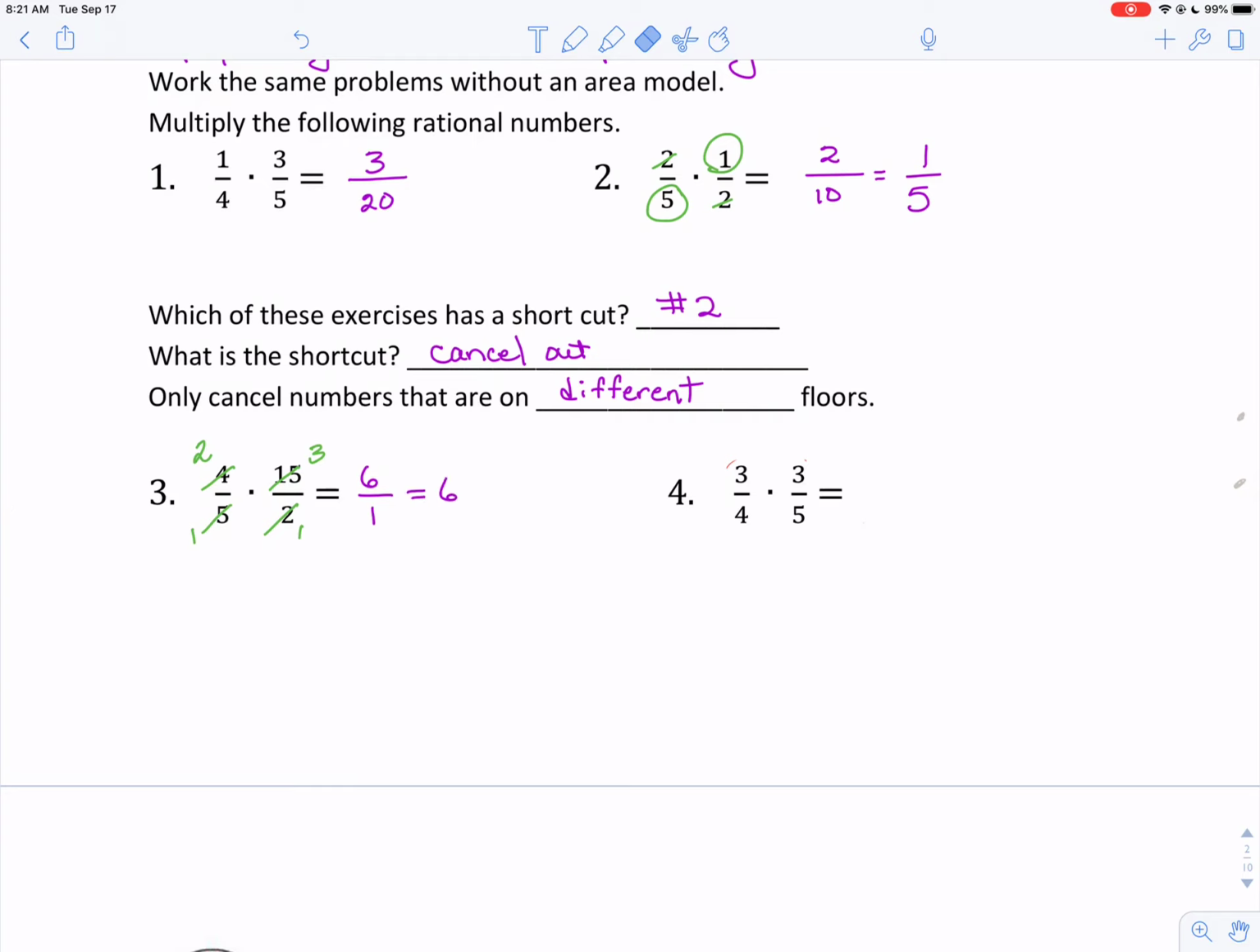Now look at number 4. Here's a common mistake that a lot of students make. Those 2 3's, you'll see a lot of students cancel out those 3's that are on the top. But remember, we can't because they're on the same floor. So we're just going to multiply straight across the top and straight across the bottom.